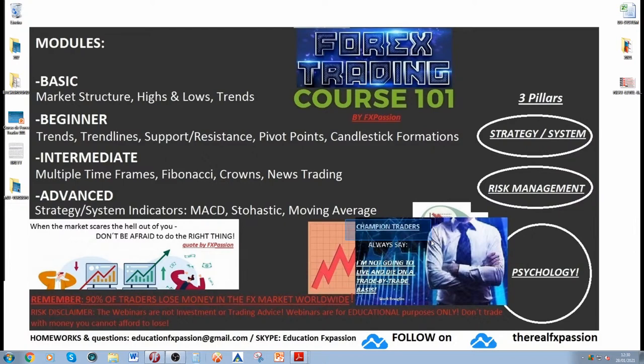And talking about psychology, everybody, what do champion beginner traders say? Champion beginner traders say, I am not going to live and die on a trade by trade basis. And of course, this is a quote from Mark Douglas, and I have my own quote here on the left. When the market scares you, don't be afraid to do the right thing. And what are the right things to do, everybody? Follow the strategy, follow the rules, listen to FXPassion, all of this kind of stuff.